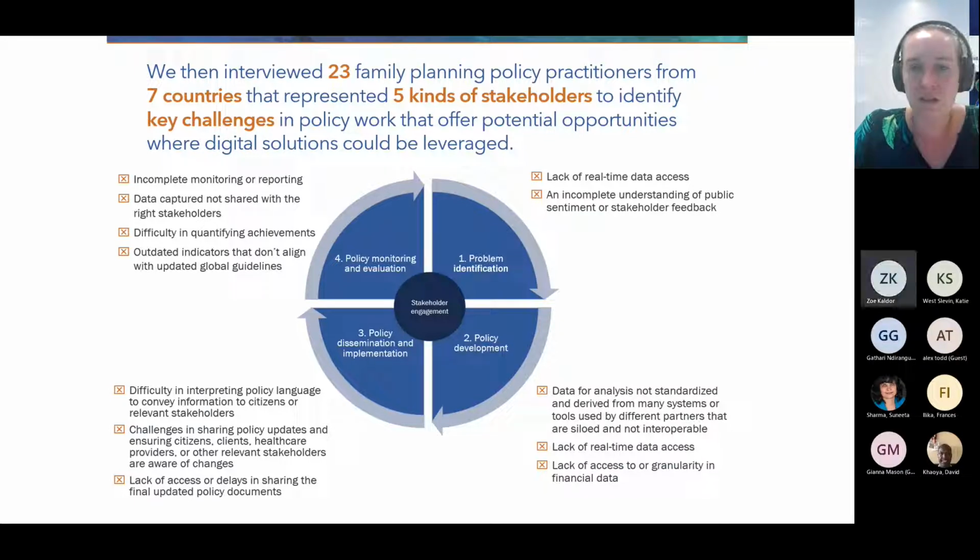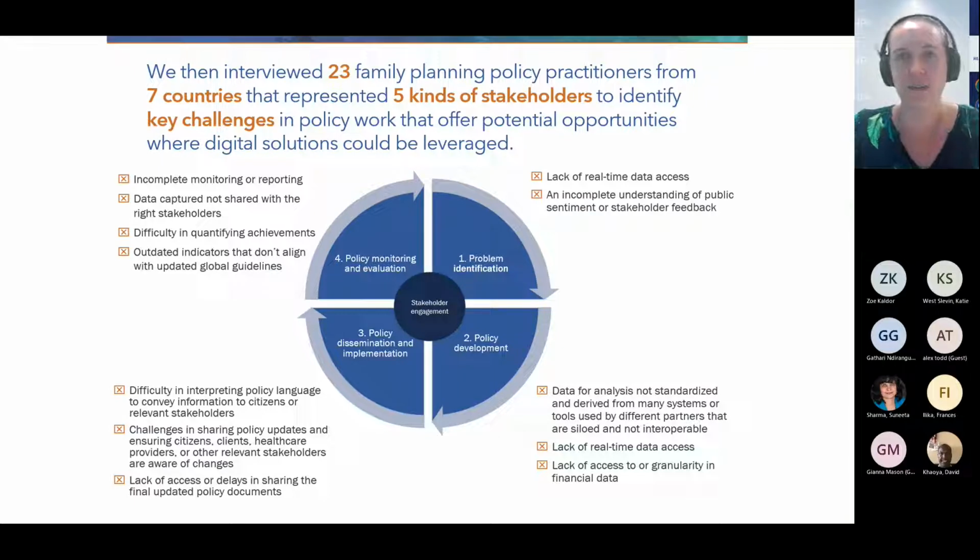So again, we listed things out across the policy stages. And again, this is not an exhaustive list, but these are some of the discussion points that we talked through with our key informants and policy experts through the interviews that we conducted.